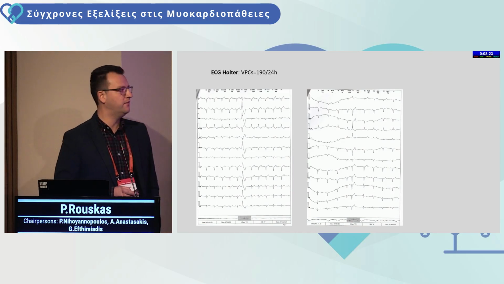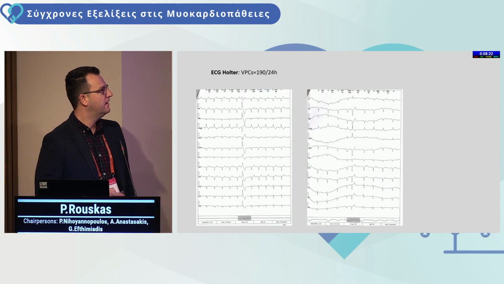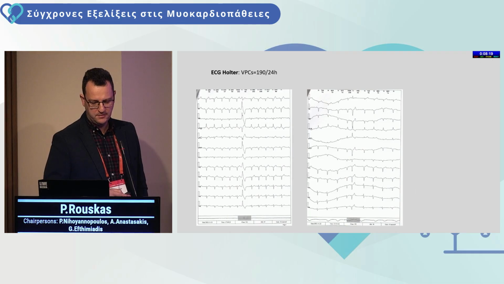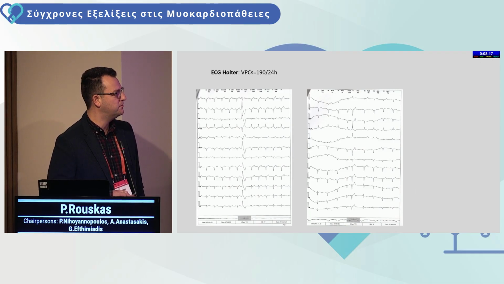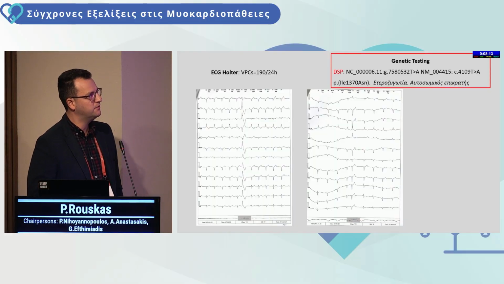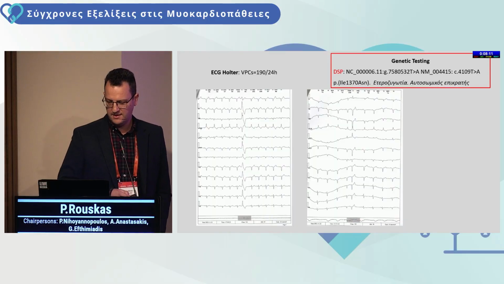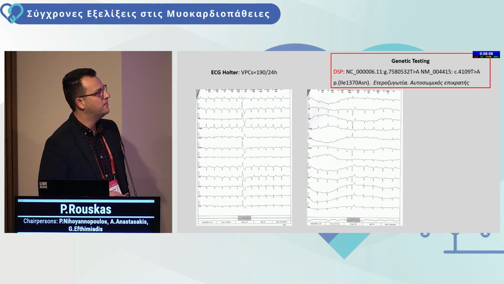And Holter was done afterwards, where you can see here again a little bit of a burden of VPCs, but coming again from two different origins. And the genetic test was repeated again, and it was found to have the same mutation, as well as the brother of the proband.